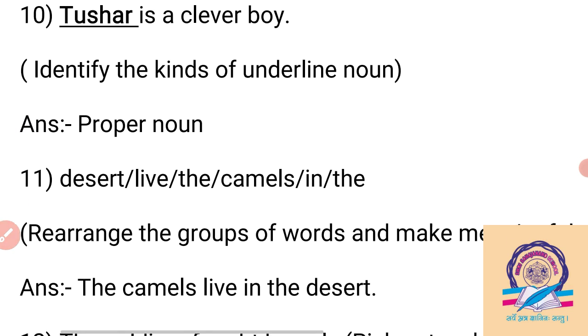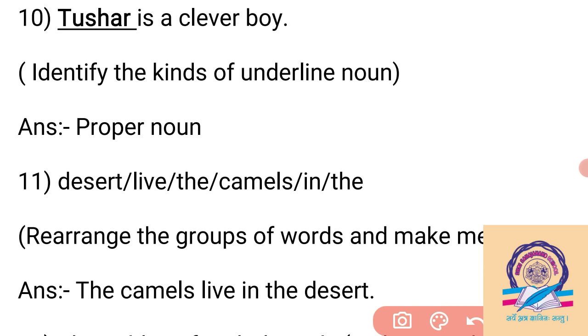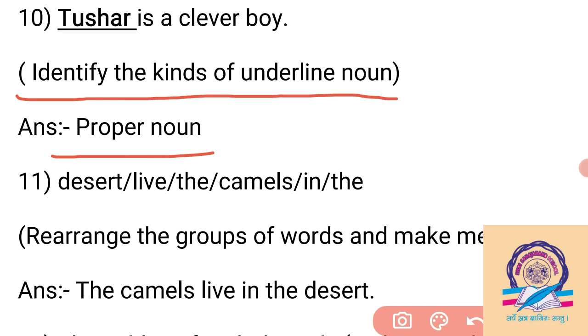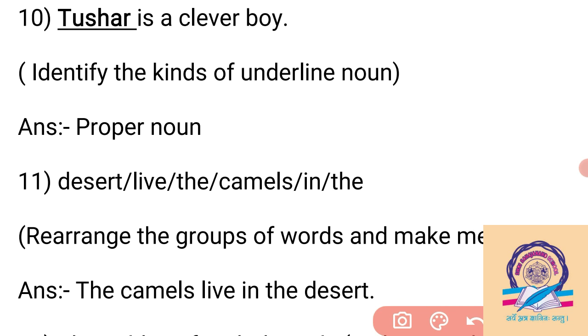Then the 10th example is given. Tushar is a clever boy here. So identify the kind of the underlined noun. Tushar is a proper noun, because we know that each and every person, place, thing, or animal has some special name. If we give a special name to them, it becomes a proper noun, and if we give a general name, the general name becomes a common noun, and a special name is a proper noun.